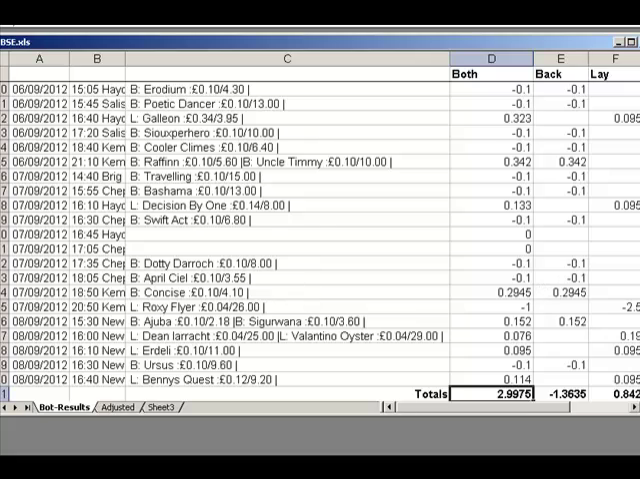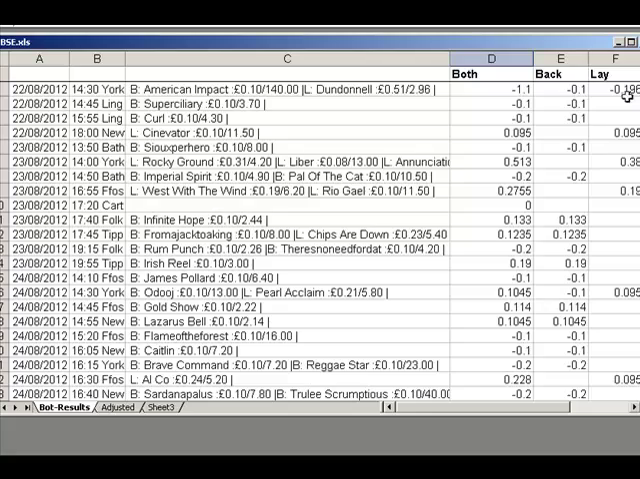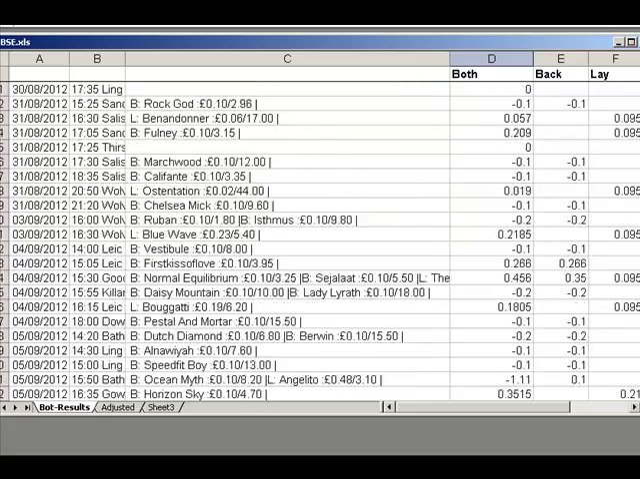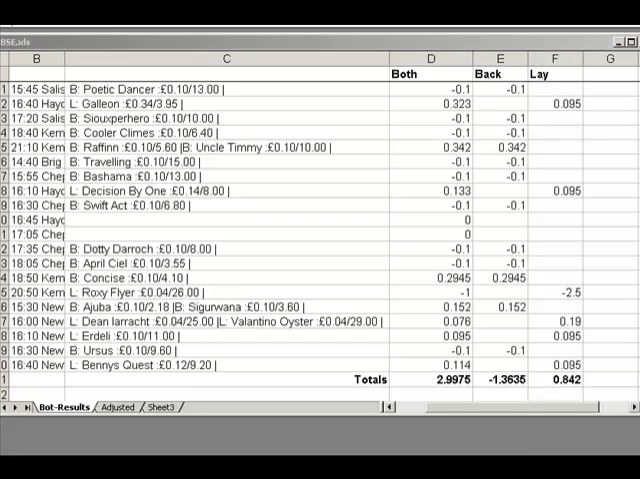Now, interestingly, if we take the back and lay separate and put 1 point on each, so if we take the backs on their own, you can see that taking every selection we actually lost money. In fact, that equates to about 13 points, nearly 14 points loss. And on the lays, we actually gained 8 points doing it that way. So using liability on the lays obviously makes a lot more money.